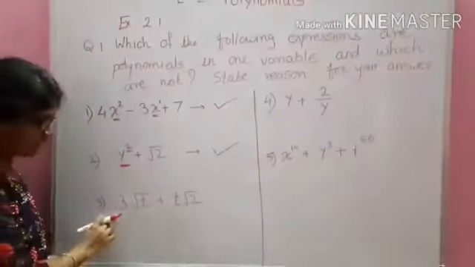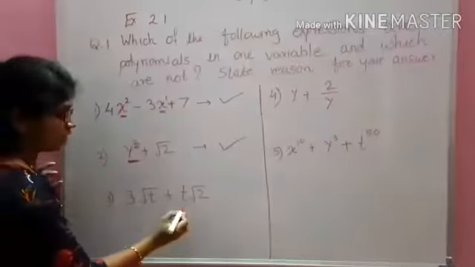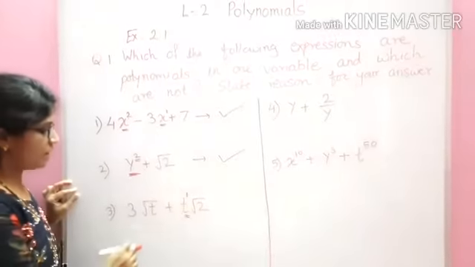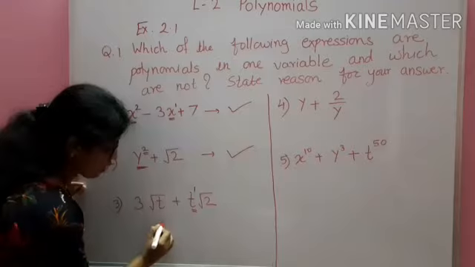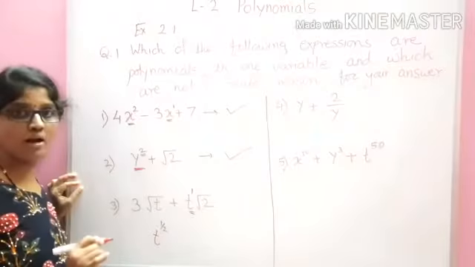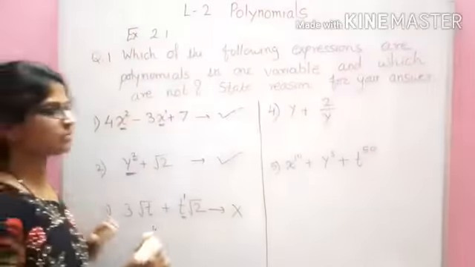Next example, 3 root t plus t root 2. Now this variable, it has a power 1. But come to this variable, root t. Root t means what? T raised to 1 upon 2, which is not a whole number. So it is not a polynomial.